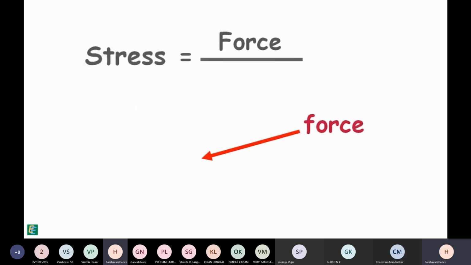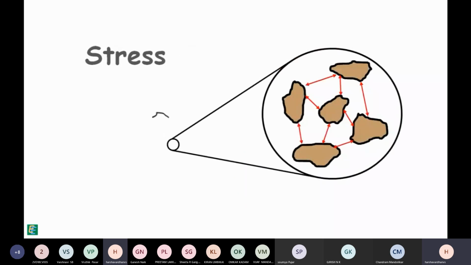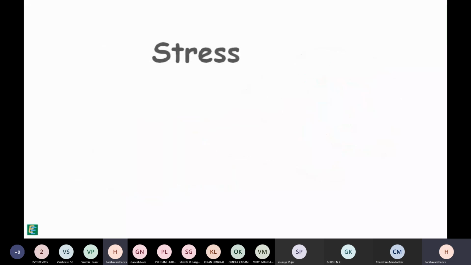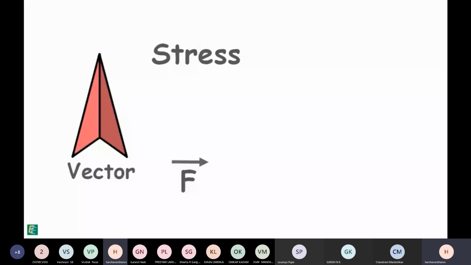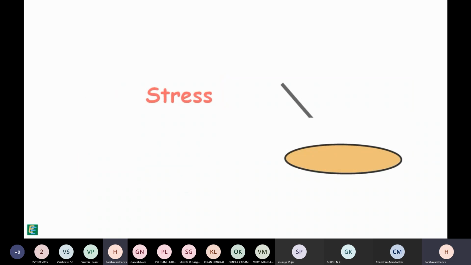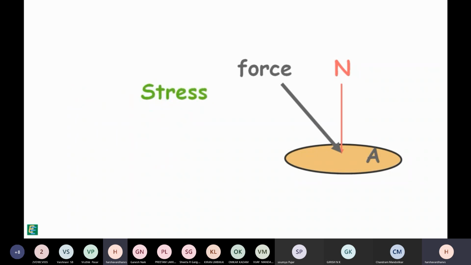Stress is defined as the force divided by the area over which it applies. It expresses the internal forces that particles of a material exert on each other. The stress is a vector quantity, just like the force. So we can decompose it into normal stress and shear stress. The stress developed on a surface because of the force component perpendicular to its area is called normal stress. N is the force component normal to the surface of area A. And the stress developed in the surface because of the force component tangential to its area is called shear stress.